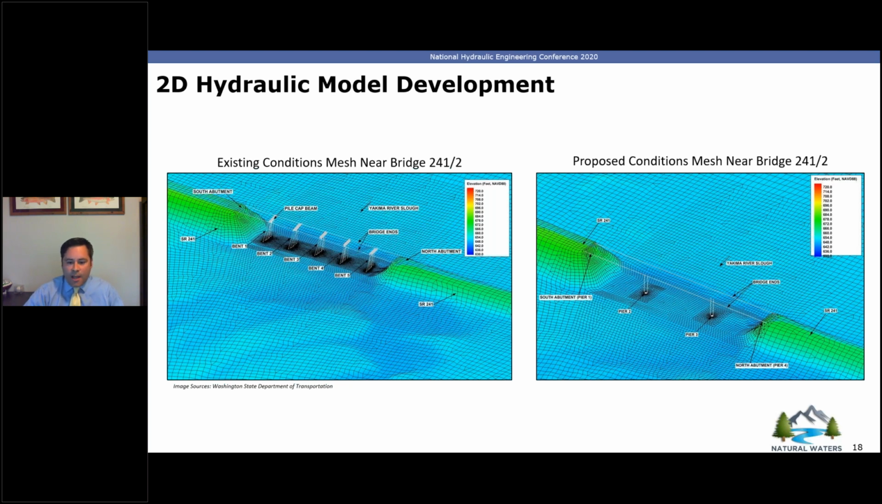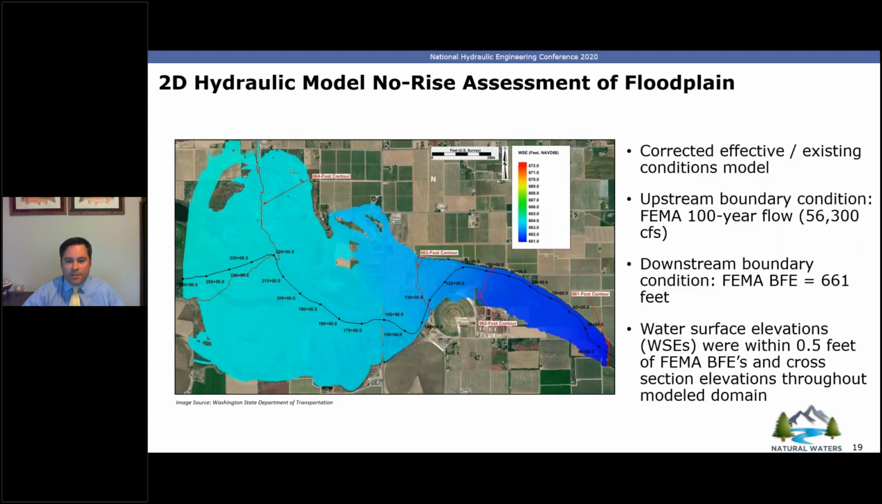Yes, and in this case, I believe the FEMA requirements, both existing and in the new, are that you would replicate the water surface elevations at the BFEs and the cross sections within 0.5 feet. And actually, that's a great transition, because that is the point of this slide. This slide is depicting the corrected effective model, which in this case is the existing conditions because of the effective model not being available.